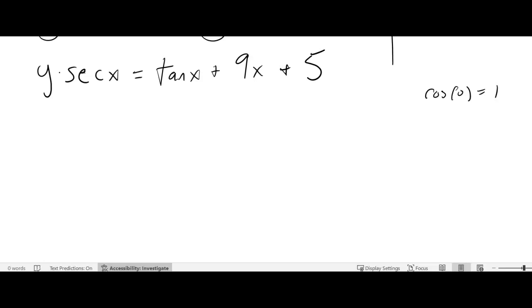Okay, so what's next? Well, we're done, pretty much. We've solved for c. So if we can solve for y, we solve for y. Sometimes, like I said, we have to leave this in implicit form if you can't solve for y. But this one's pretty easy to solve for y. We just divide everything by the secant function.